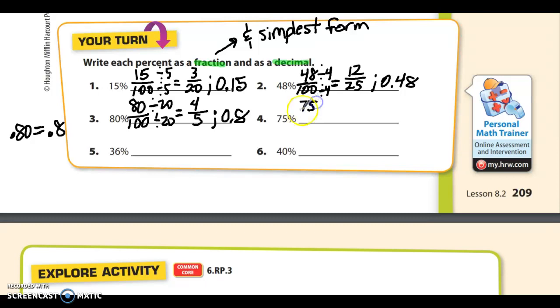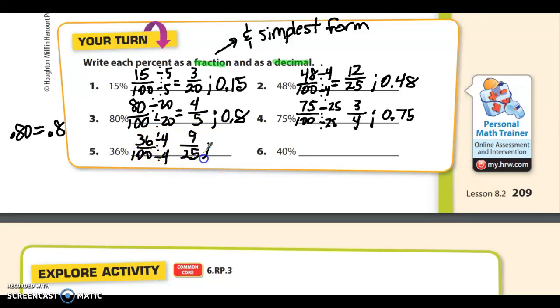Do you have this one memorized? 75%? 75% is 75 hundredths. 75 and 100 share a factor of 25. 75 divided by 25 is 3, and 100 divided by 25 is 4. And 75% as a decimal is going to be 0.75. 36% is 36 hundredths. 36 is divisible by 4, as is 100. 36 divided by 4 is 9. 100 divided by 4 is 25. And 36% is going to be 0.36.